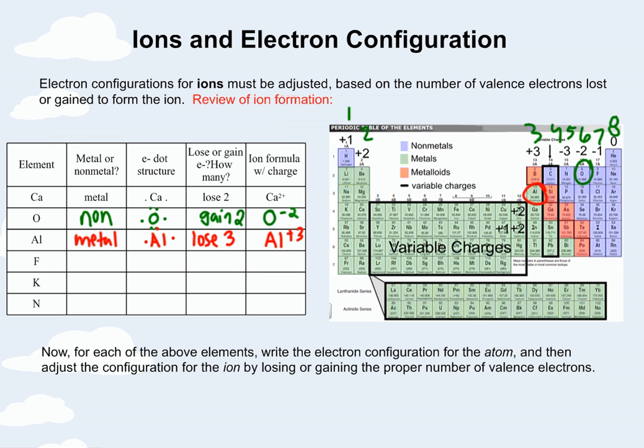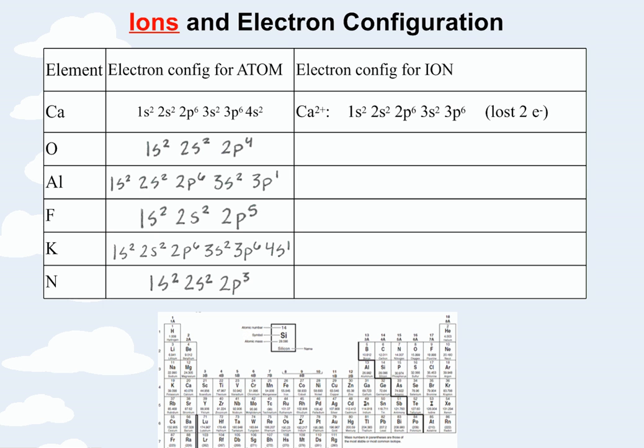Now for each of the above elements, write the electron configuration for the atom and then adjust the configuration for the ion by losing or gaining the proper number of valence electrons. So if you look, I've written out these configurations for you, and all we have to do now is adjust them based on whether they've lost or gained.